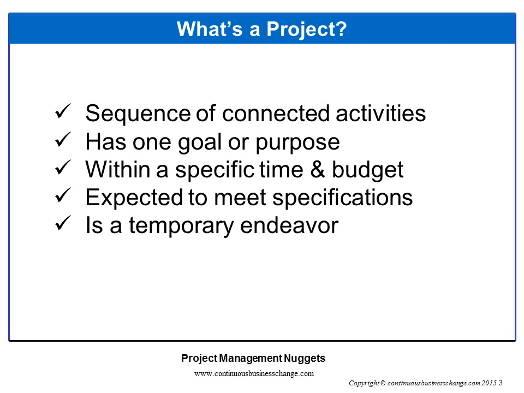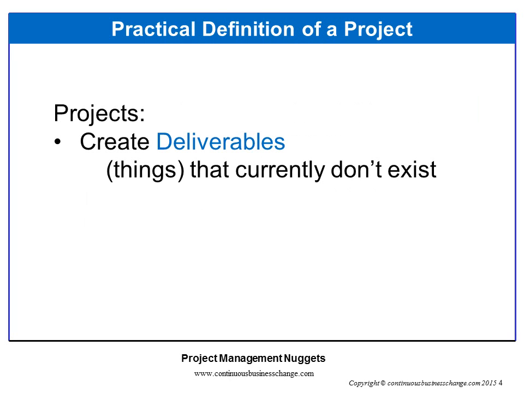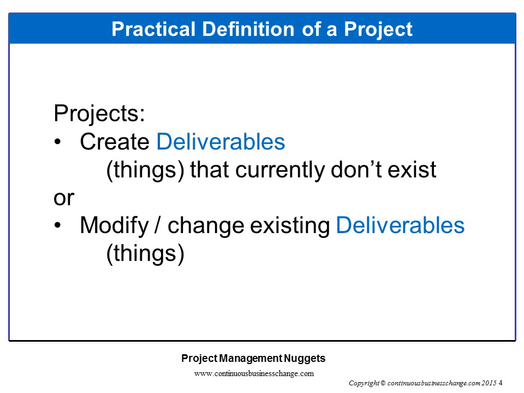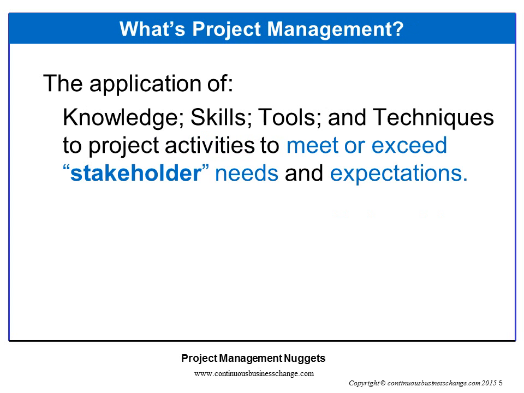These bullets summarize the typical definition of a project. It's a sequence of connected activities that has one goal or purpose within a specific time and budget, expected to meet specifications, and is a temporary endeavor. We offer a simpler definition. Projects create deliverables. A deliverable is a thing. It's a noun that currently does not exist. Or projects modify or change existing deliverables or things.